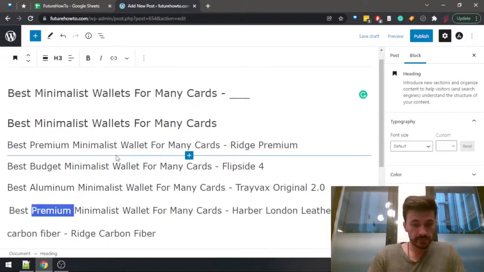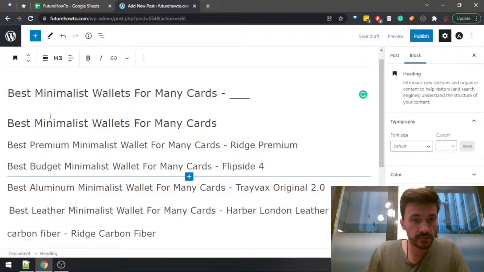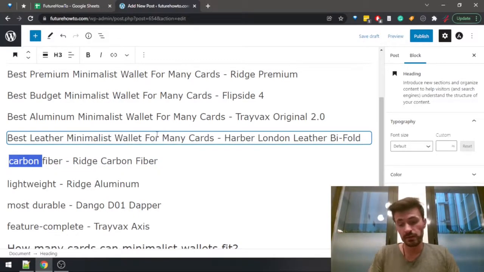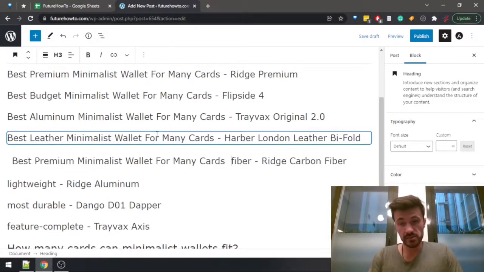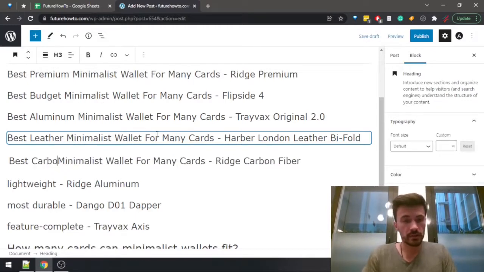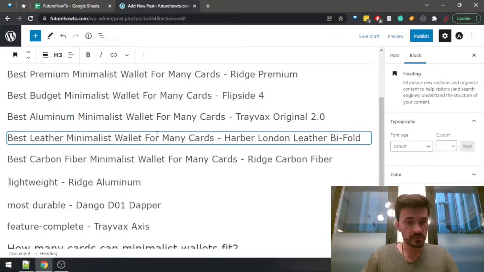It's that simple. That's all we need to do to have the primary use case, the specific use case, and the product that we're recommending. And just by doing this, you're way ahead of the competition. I honestly believe that this is one of the keys to why my blogs have been so successful in a really short time period. Carbon fiber minimalist wallet. That's good.